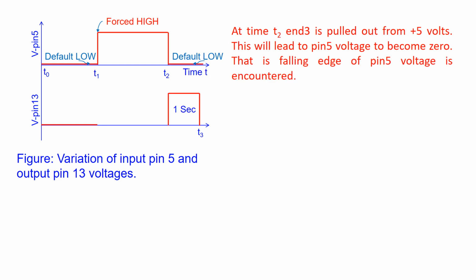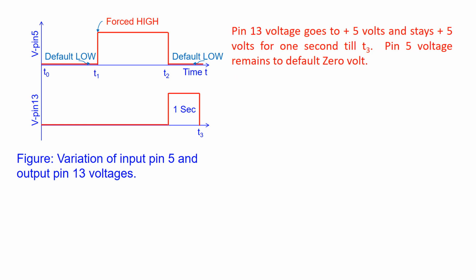At time t2, end 3 of the fly lead is pulled out from plus 5 volts. This will lead to pin 5 voltage collapsing to 0. That is, the falling edge of pin 5 voltage is encountered now. Pin 13 voltage goes to plus 5 volts and stays plus 5 volts for 1 second till t3. Pin 5 voltage remains at the default 0 volts.